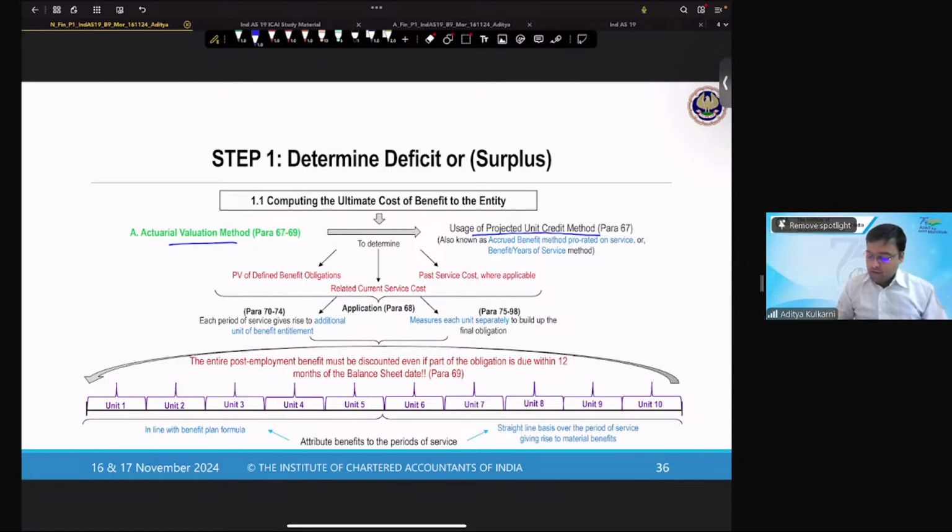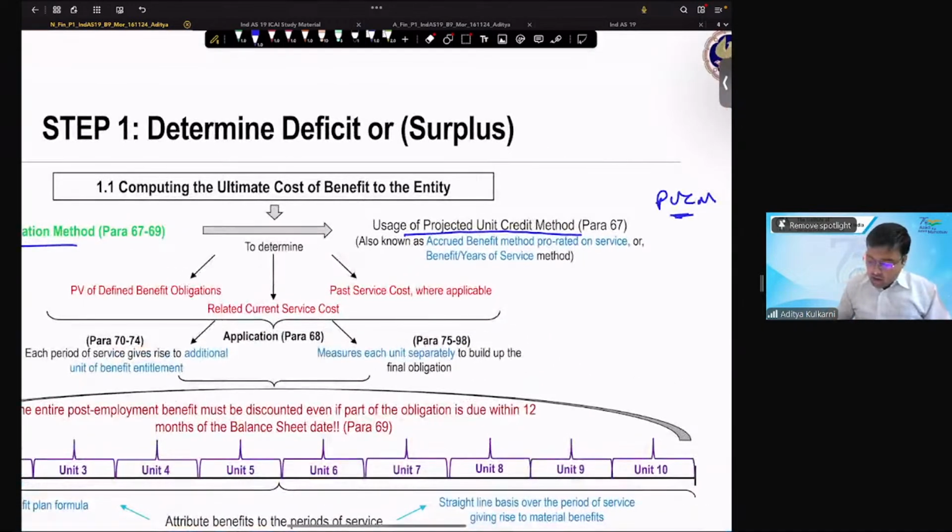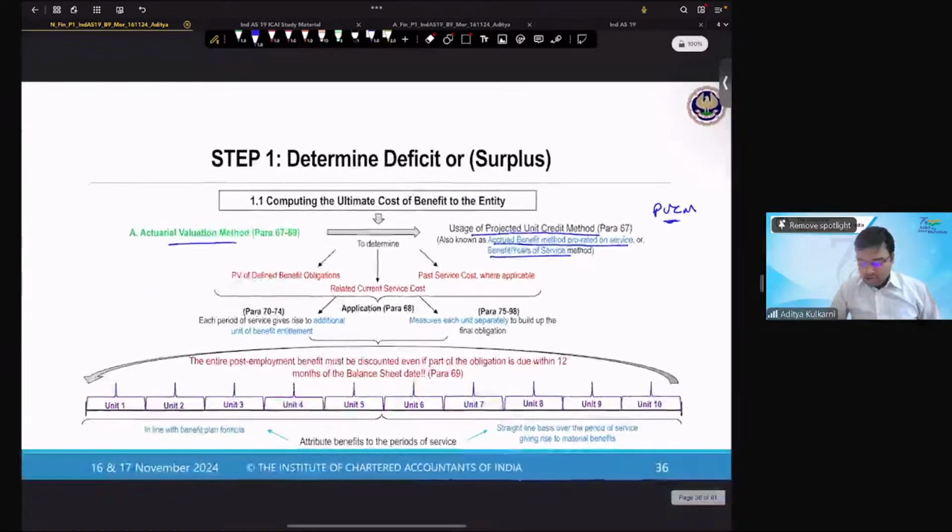That is very simple. We call it PUCM. Otherwise, what is its name? Also known as accrued benefit prorated on service, or benefit divided by years of service method. That is what we did. Benefit was 45 lakhs divided by 6 years, 7,50,000 becomes my unit. And each year I credit it. So this is the name of the projected unit credit method. Are we okay with this?